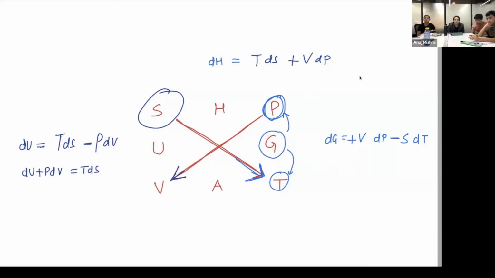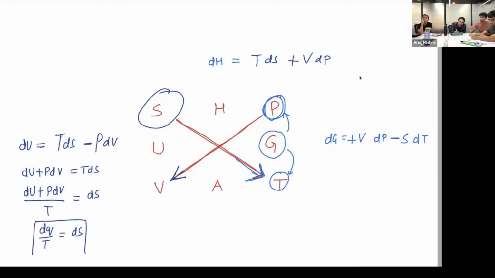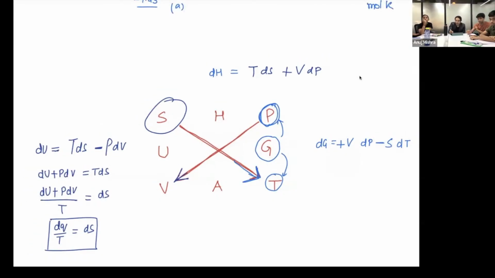So what is A? I'm coming to A. A is not useful for you. Ignore this. The Helmholtz function is not required. It is not in your syllabus. So du plus p dv upon T is ds, which is dq upon T is ds. Okay. du plus p dv is T dq as per the first law. So this is that entropy result, dq upon T is ds. You understood this result too. All these results are clear.